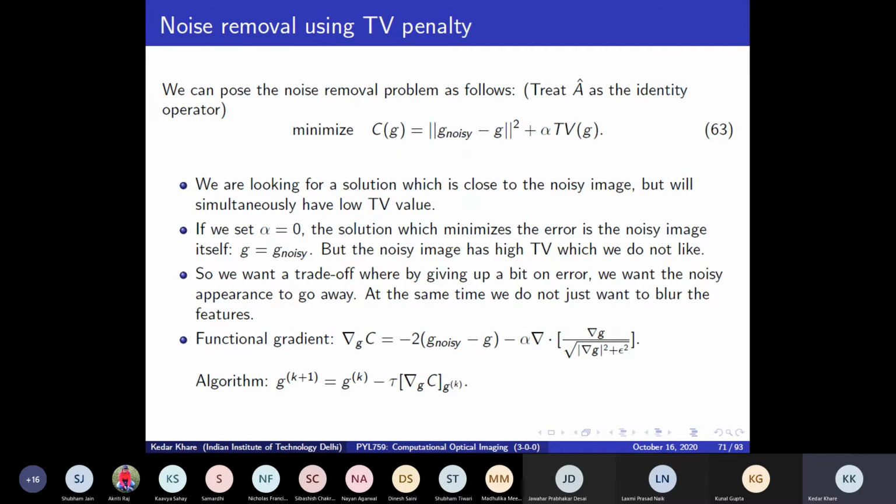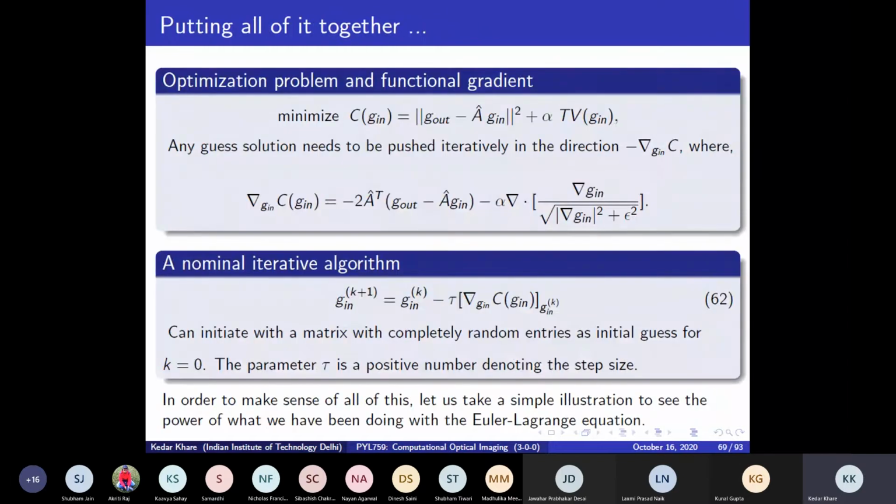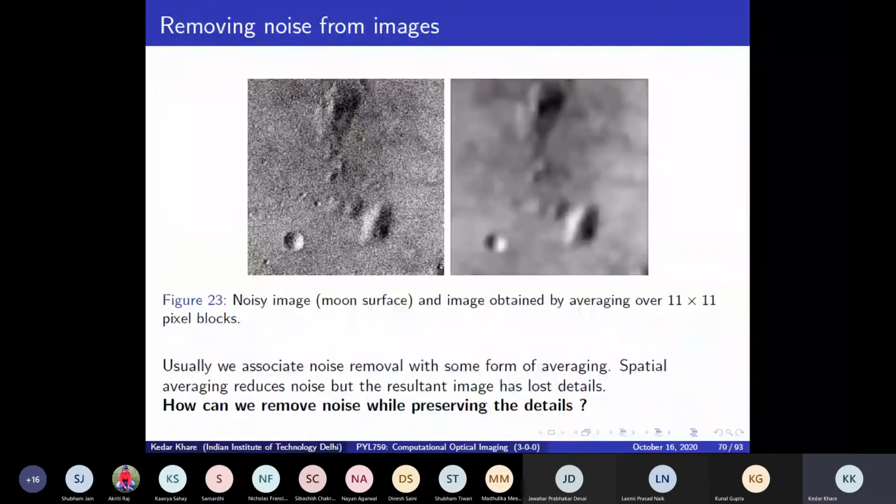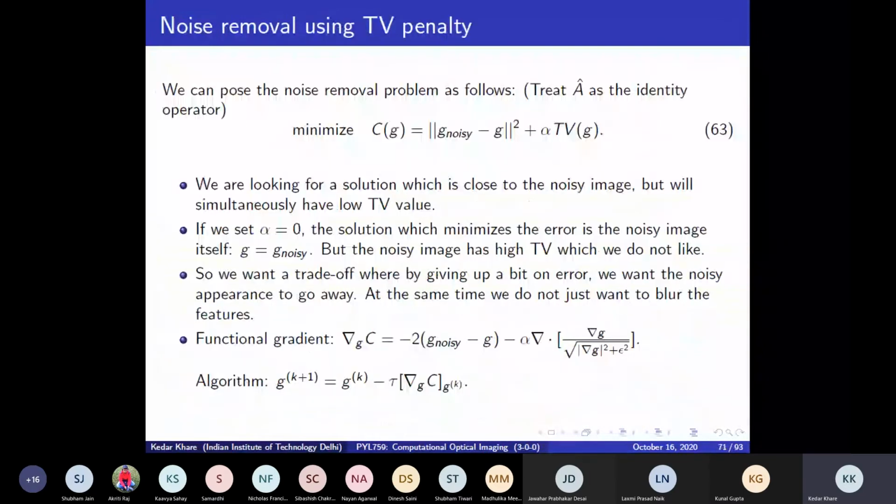Okay. And as we see, the functional gradient here will be minus 2 times (G noisy minus G) minus alpha times the divergence expression. This expression you can get out of the previous expression we have obtained for nabla G in del G, where A hat, if you treat it as an identity operator, then you will get this expression. And so the algorithm we want to run is G k plus 1 equals G k minus tau times the gradient of C evaluated at G k.